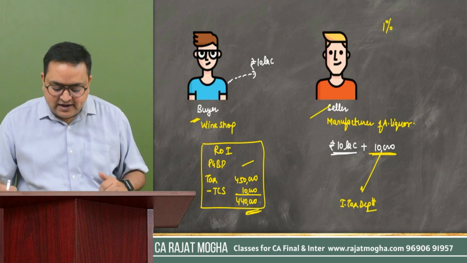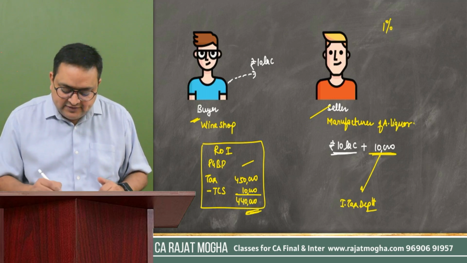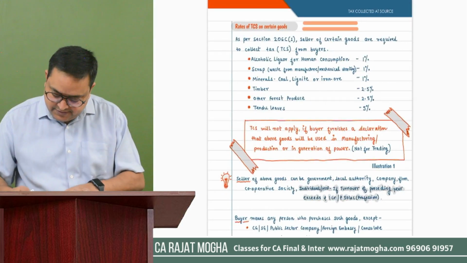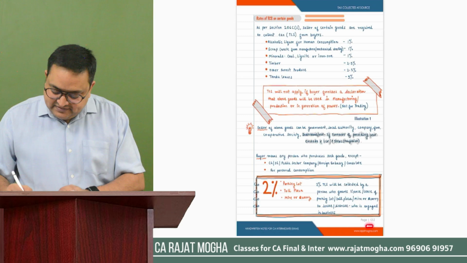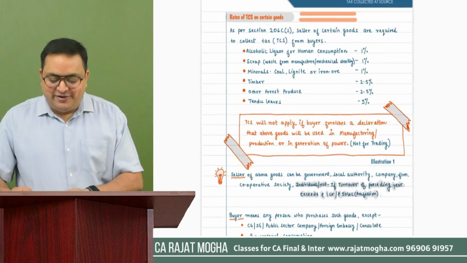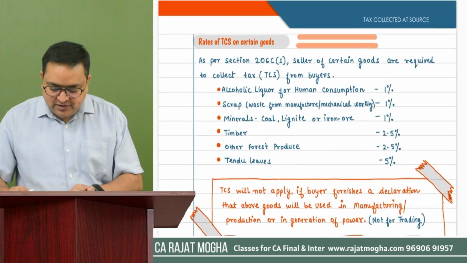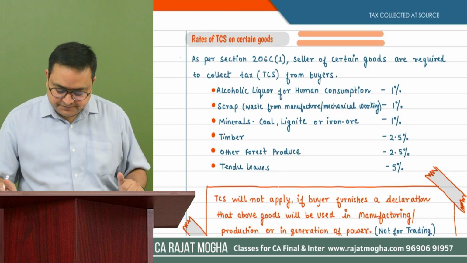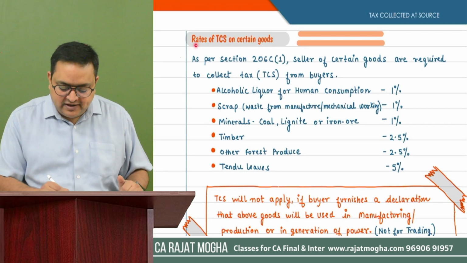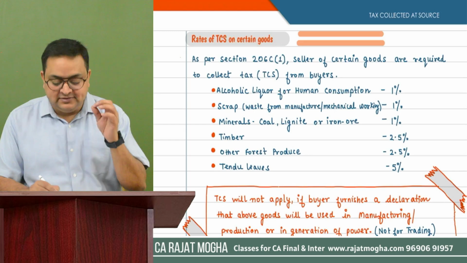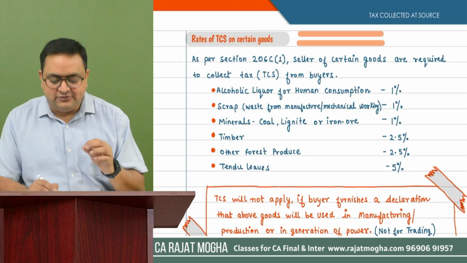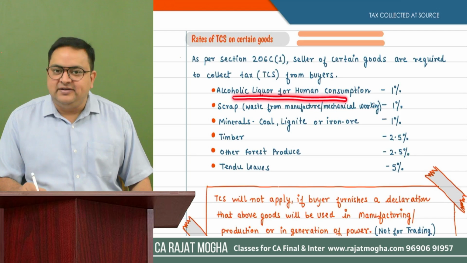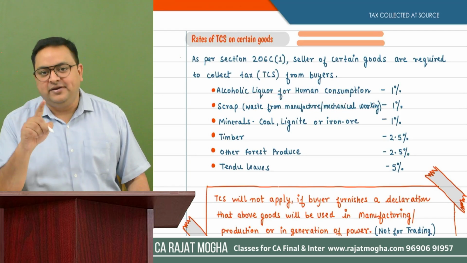But first of all, understand, let me come to this. So this is page number 12.2. I believe that you have already downloaded this book. If someone has not downloaded it yet, you can visit the website and easily download this book. First of all, understand the rate of TCS on certain goods. See, here it is written only on certain goods. So we have only certain goods like alcoholic liquor for human consumption. TCS rate is 1%.